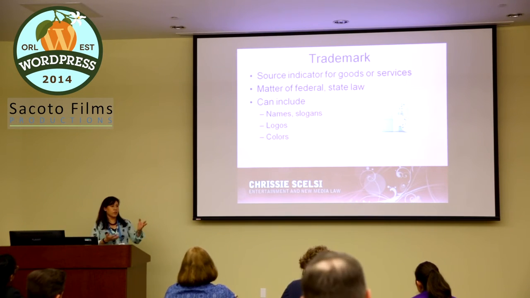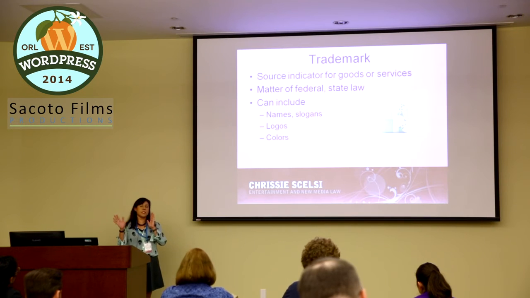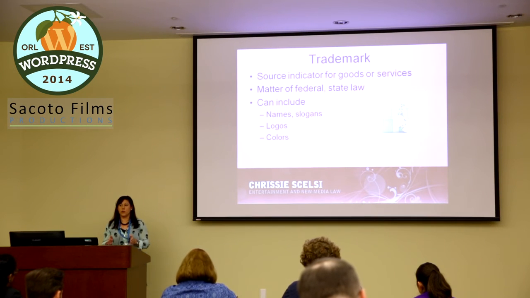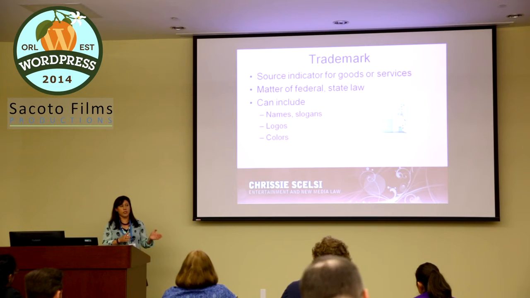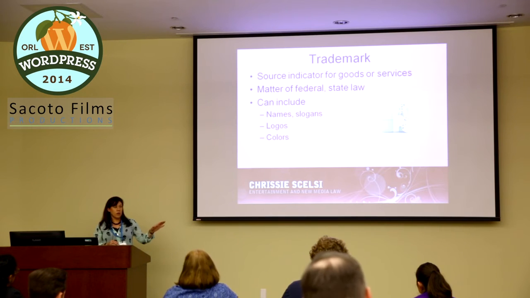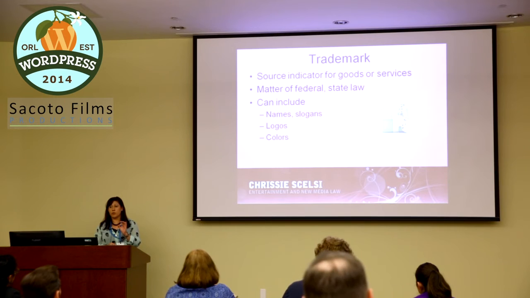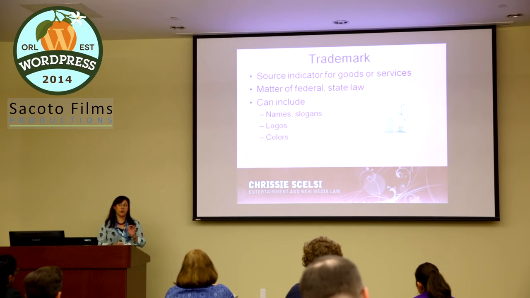So one, you touched on the TM versus the circle R. If you want to claim trademark rights in your work, of course, the standard is first to use the mark in commerce. So if you can prove when you started to use it in commerce, that's your best bet. But of course, you want to register with the Patent and Trademark Office. But you can use the TM like you want to. The circle R, you can only use if you have a federal registration with the U.S. Patent and Trademark Office. So that's one thing to keep in mind.